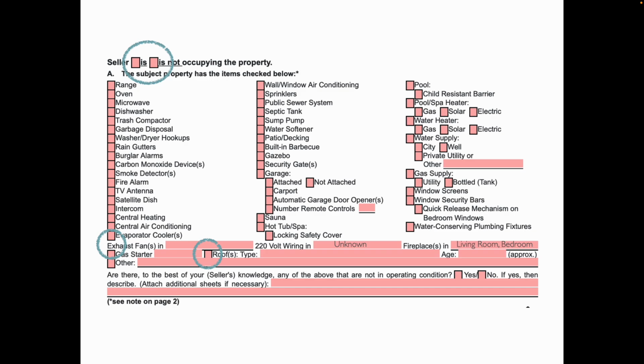Fireplaces, roof type. They'll just leave it blank, as if they can leave it blank because they don't know. If they don't know, it's just like on your AVID, right? Nothing noted on your AVID. On the TDS, unknown. I don't know. That's an acceptable answer. Blank is not an acceptable answer.